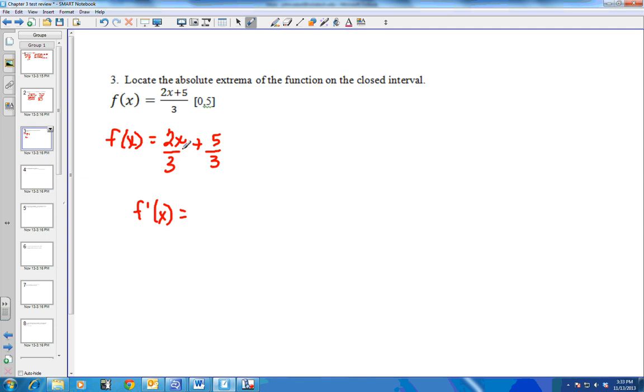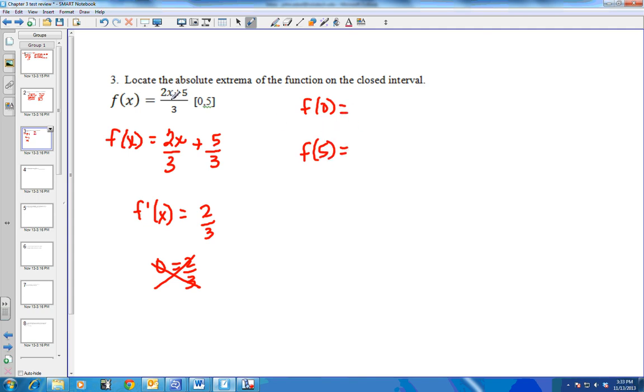derivative of 2/3 x is just 2/3. Derivative of 5/3 is 0. So normally I would take my derivative and set it equal to 0, but that doesn't make sense. It's never going to happen. So I'm not going to have any critical points, but I need to figure out now my endpoints. Okay, so I need to check my endpoints, but I had no critical points to check.